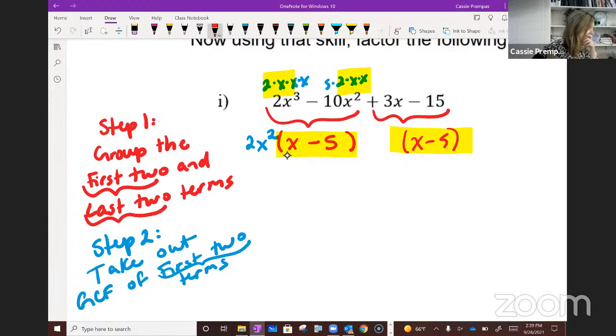Caleb? So pretty much if there's ever 4 terms, you're trying to split them in half. Yep. And group them separately. Yep. And you're trying to create a greatest common factor in them separately so that you can take it out at the end.